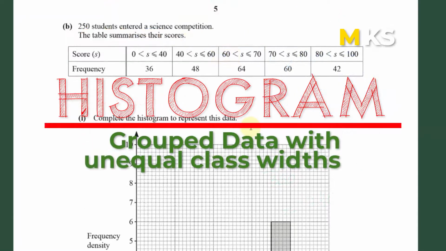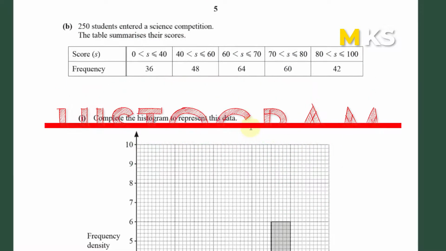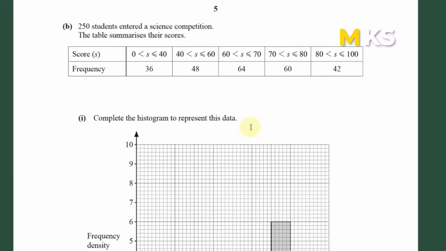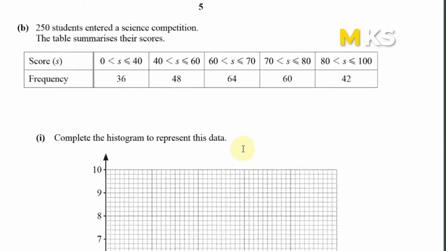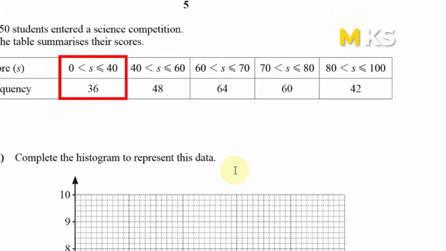This is part B of question number 2, statistics, histogram. 250 students entered a science competition. The table summarizes their scores. Scores 0 to 40, 36 students. 40 to 60, 48 students. 60 to 70, 64. 70 to 80, 60. 80 to 100, 42. Complete the histogram to represent this data.